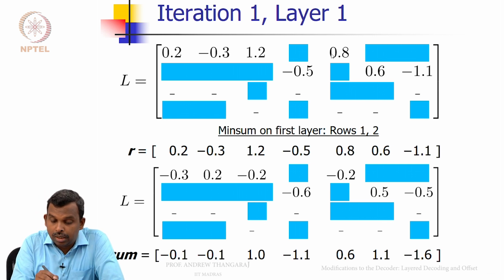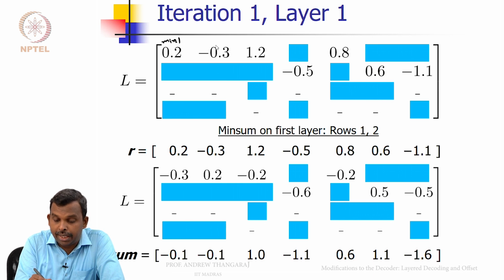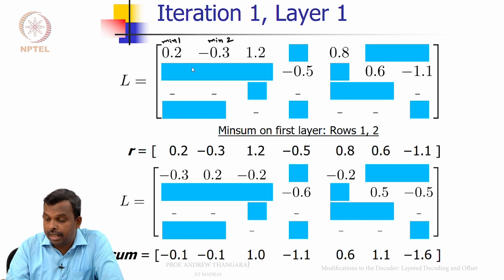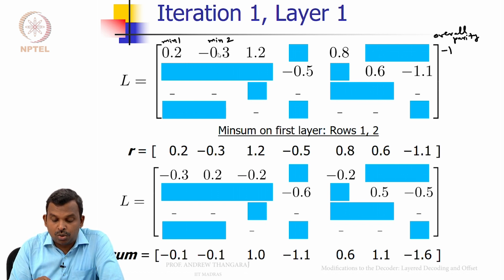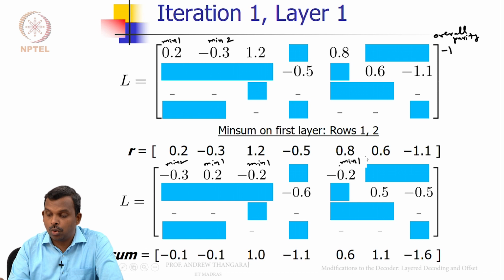So if you look at the first row, this is min 1, this is min 2, in absolute value, and then the overall parity is not satisfied, right? So there's minus 1. This is the overall parity, the product of the signs, and it is not satisfied. So what do you do? You replace min 1 with the absolute value of min 2. So min 1's position got replaced with the absolute value of min 2, so min 2 came here, and then all the other positions got replaced with min 1, and all the signs got flipped. Because the overall parity is minus 1, all the signs got flipped. So this is basic min sum.